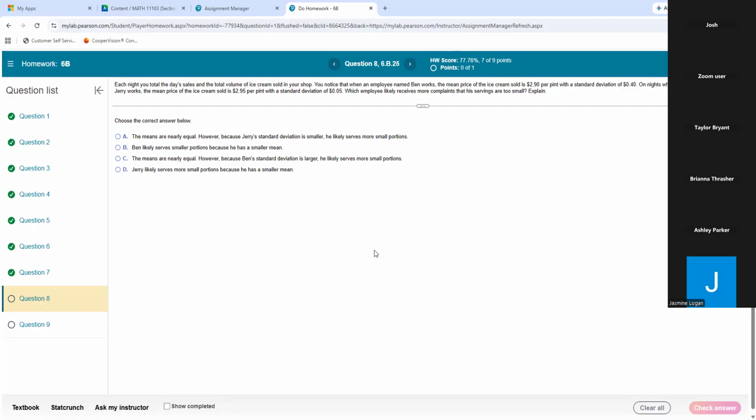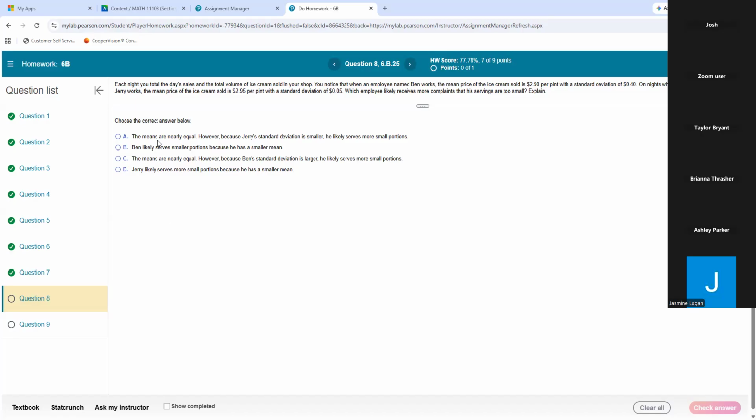Well, y'all, Jerry works, he only had a standard deviation of 0.05. Ben works, his standard deviation is real high at 40 cents. So that means sometimes he's giving people 250 worth of ice cream versus the 290 for the full pint. So we're going to say Jerry got less complaints. That means Ben got more complaints.